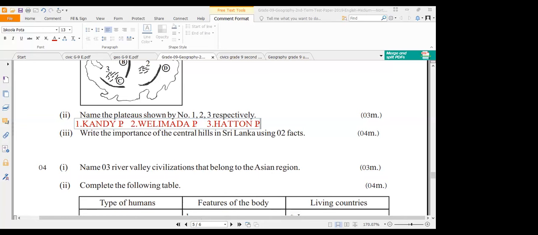Right. Write the importance of central hills using two facts. The physical environment is more suitable for tea cultivation. Again, mountain slopes.